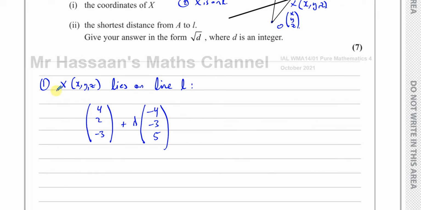Okay, so as X lies on line L, there's going to be a value of lambda that takes us to X. So there's going to be a value of lambda for which this will be true. So from here we can form three equations in X, Y, and Z and lambda.